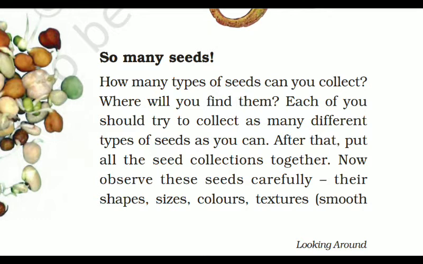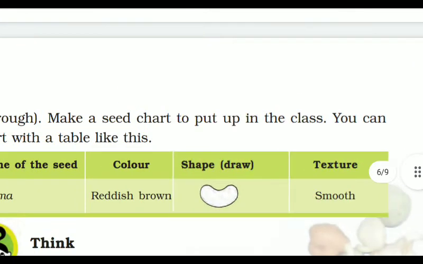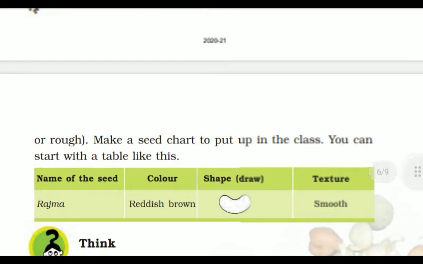After that, put all the seed collections together. Now observe these seeds carefully: their shape, size, color, texture. After collecting different types of seeds, you have to observe their appearance in terms of shape, size, color, and texture. You have to group them. Make a seed chart to put up in class.